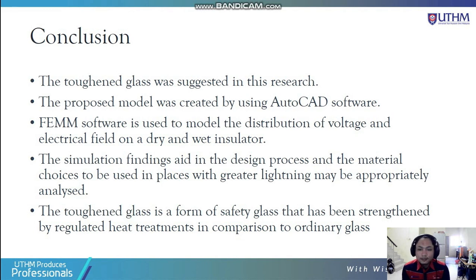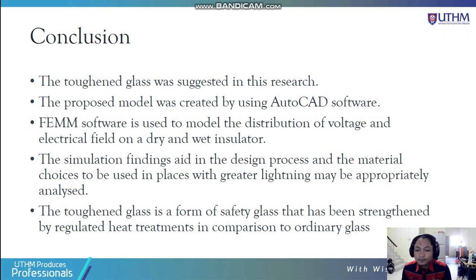The high voltage insulator will be constructed using formal literature to examine the specific requirements. The insulating portion can be made out of a variety of different materials. The common materials used to make line insulators are glass, ceramic, and polymer. Toughened glass was then suggested in this research. The suggested toughened glass insulator is a light aqua, colorless or transparent material. Following that, the proposed model was created using AutoCAD software as a 3D sketch.